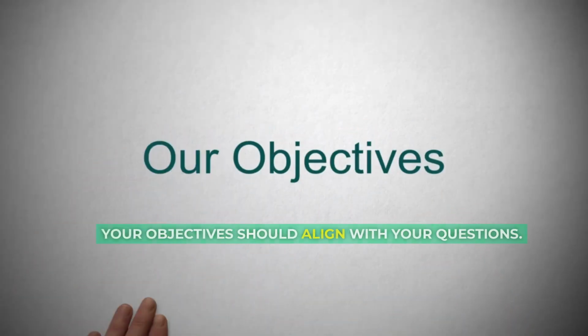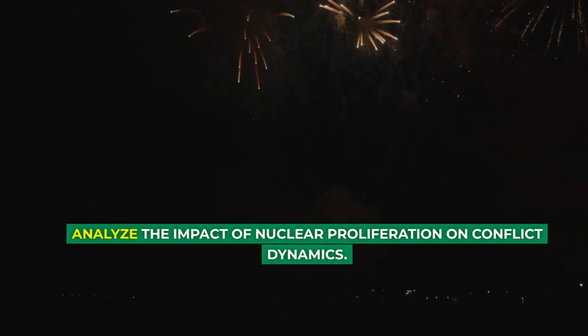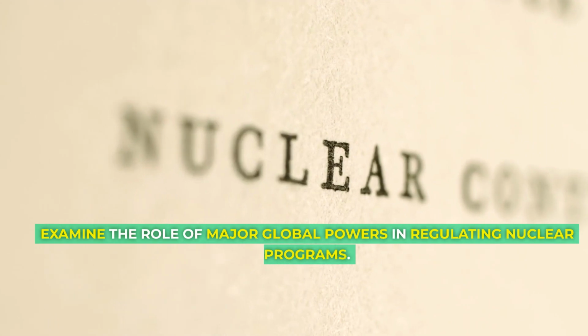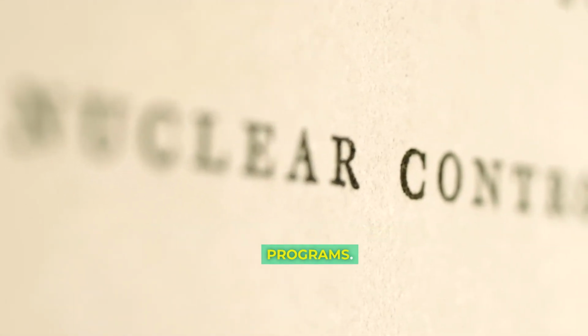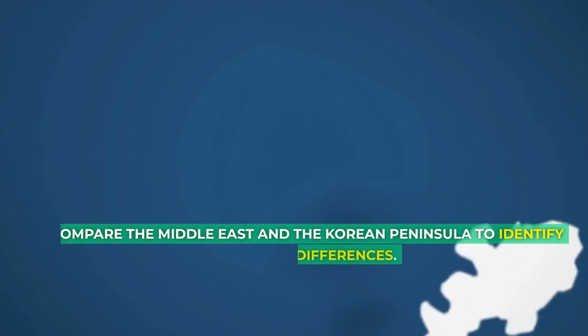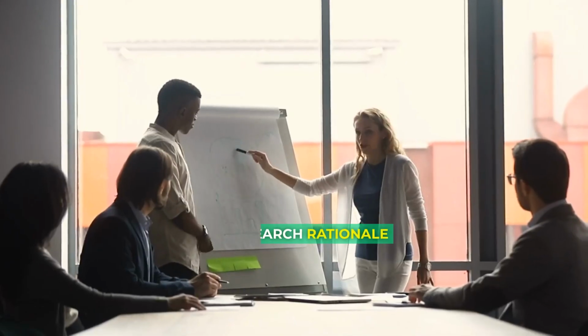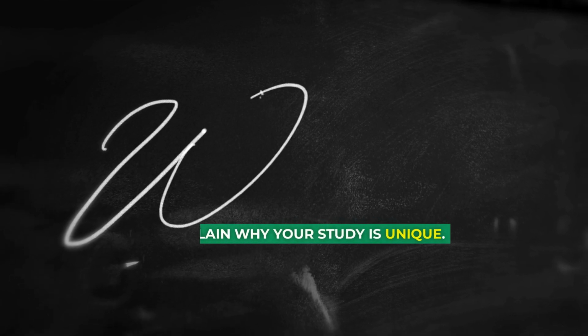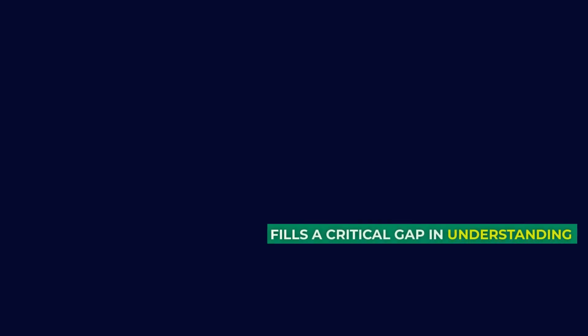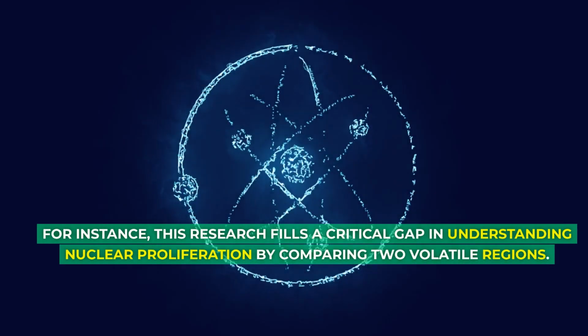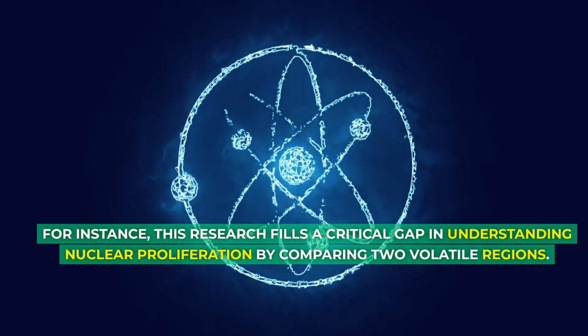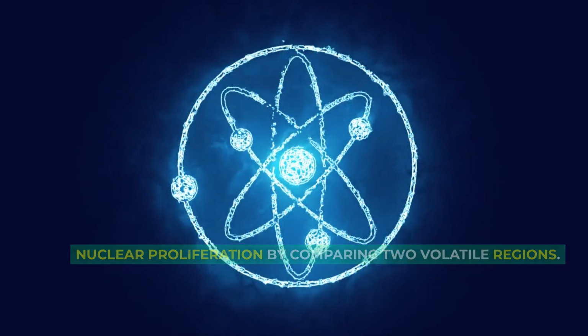Research objectives. Your objectives should align with your questions. For instance, analyze the impact of nuclear proliferation on conflict dynamics. Examine the role of major global powers in regulating nuclear programs. Compare the Middle East and the Korean Peninsula to identify regional differences. Research rationale. Explain why your study is unique. For instance, this research fills a critical gap in understanding nuclear proliferation by comparing 2 volatile regions.